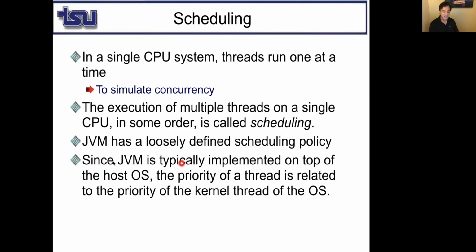Since JVM is typically implemented on top of the host operating system, maybe Mac OS, Windows OS, Linux, the priority of a thread is related to the priority of the kernel thread of the operating system. I'm not going to get into details, but you should know that the operating system is important. And sometimes, the scheduling of the operating system will override the scheduling of Java runtime environment.